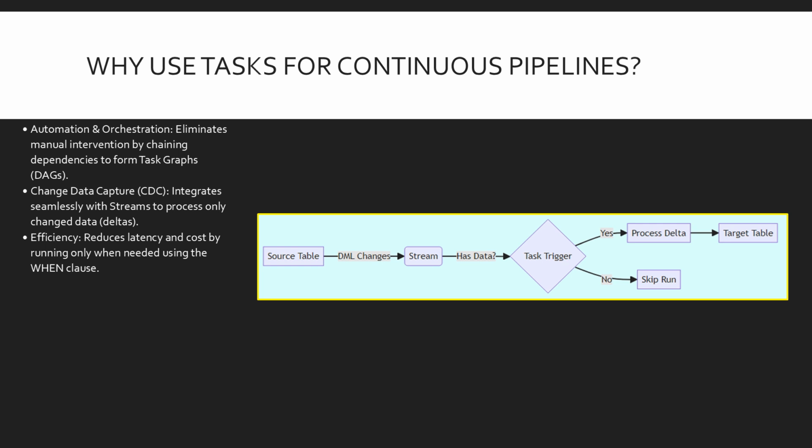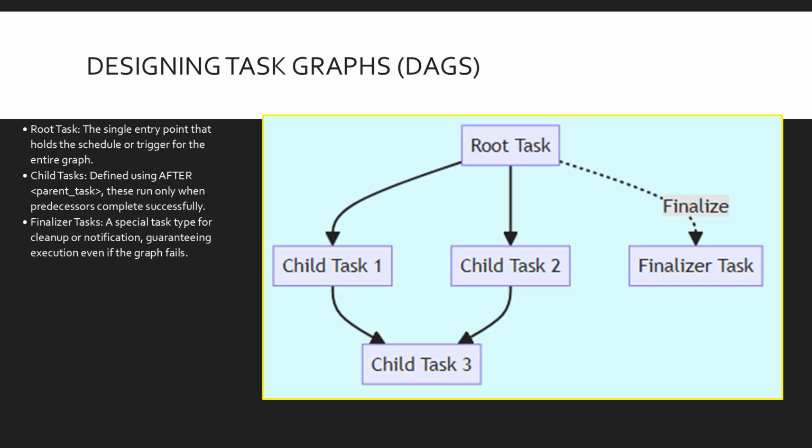Here we see the efficiency of a task-based pipeline. Data changes occur in the source table at node A, which are captured by the stream at node B. The task acts as the gatekeeper at node C. It checks the stream's status. If there is data, we follow the path to node D, processing only that delta and updating the target table at node F. If no data exists, we take the path to node E, skipping the run entirely and saving compute credits.